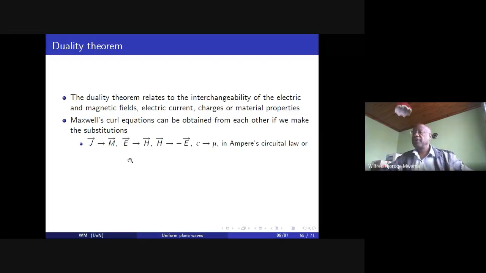The E that you have, you change it to an H, and the H, you change it to a minus E, and the epsilon, you change it to mu. Then simplify and announce what it is you get.